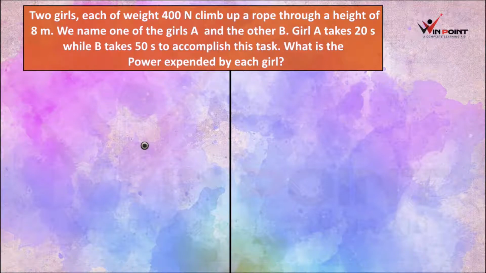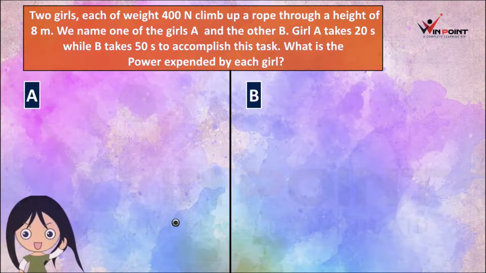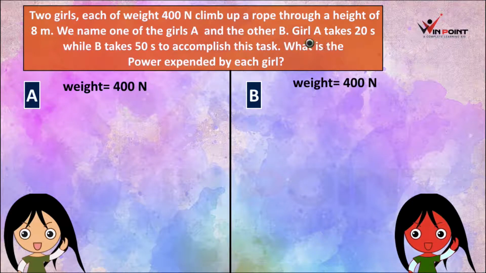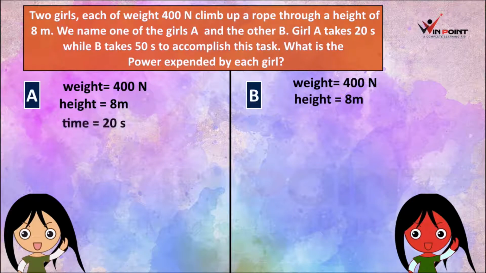If we are getting a problem, the first step is to write the given quantities in the question. Girl A, girl B. In this question, weight is given, right? Weight is 400 Newton. For girl B also, weight is 400 Newton. Height is 8 meter. Here also height is 8 meter. And time taken by girl A, 20 seconds. Time taken by girl B, 50 seconds.